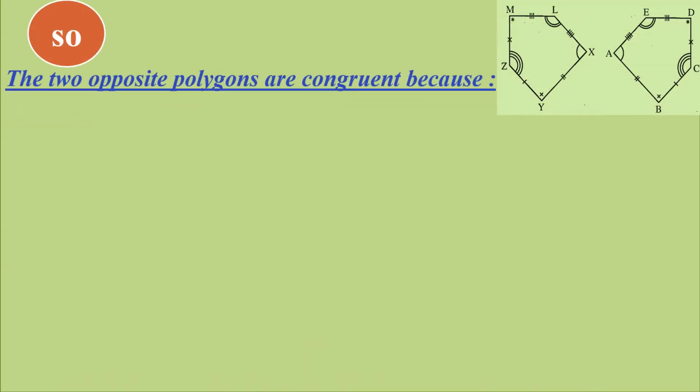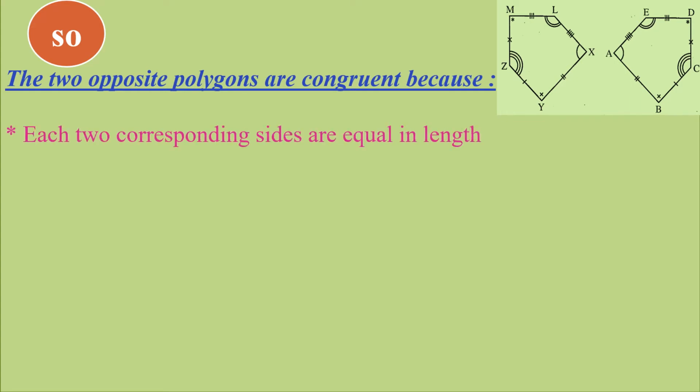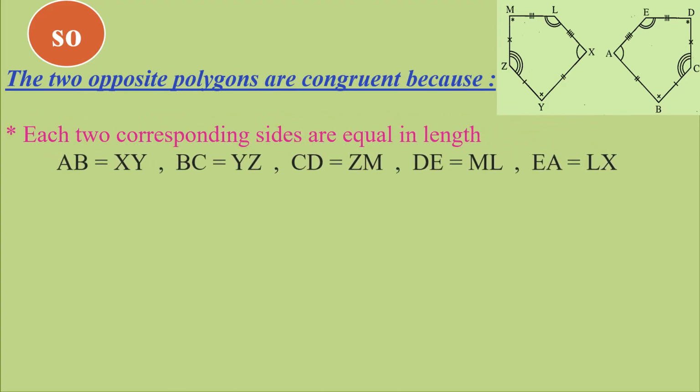So the two opposite polygons are congruent because each two corresponding sides are equal in length. In the first one, AB equals, in the second one, XY. This is the side in the first one, and in the second one, BC equals YZ, CD equals ZM, DE equals ML, EA equals LX.